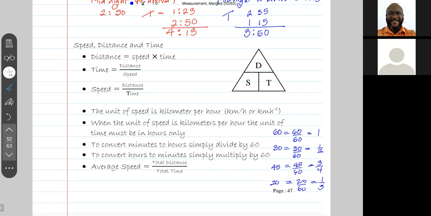Now, average speed is equal to total distance divided by total time.